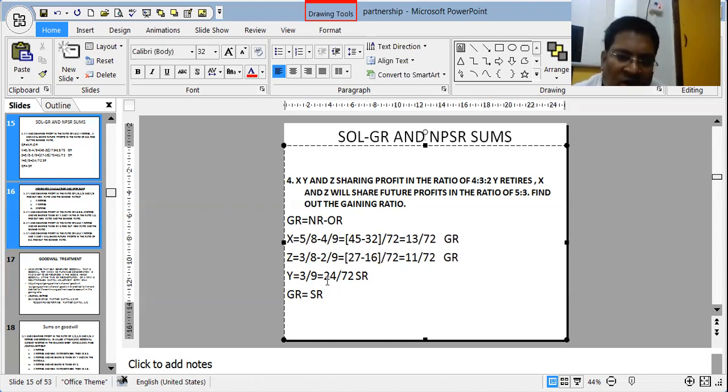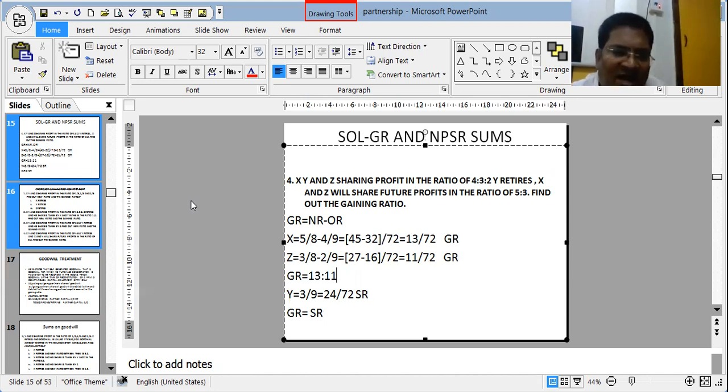Now Y's ratio is what? 24 by 72. This is Y's ratio. Y has left out. So his sacrificing is 24 by 72. This is just to make 72 to show that gaining is equal to sacrificing. 13 plus 11 is 24 and this is also 24. So gaining is equal to sacrificing. So we notice that the gaining ratio between the partners is 13:11. So the gaining ratio is 13:11, and sacrificing is similar.